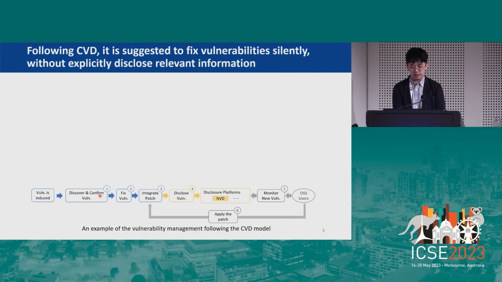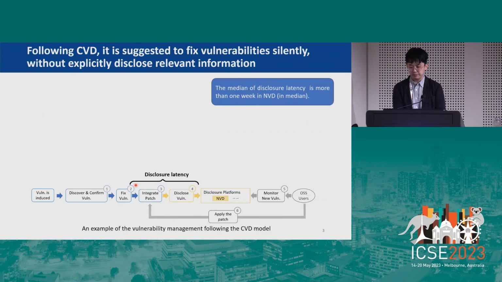Here's a common process of vulnerability management following CVD. The vulnerability is first discovered, confirmed in private, then fixed, and then the patch is integrated. Then the vulnerability is finally publicly disclosed to security advisories, for example, the NVD. Note that the delay between the fix and the disclosure is 1 week in median. Then downstream OSS users monitor the security advisories to sense the vulnerability and apply the patch.